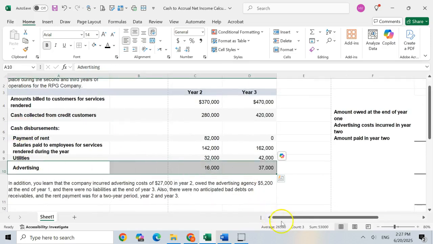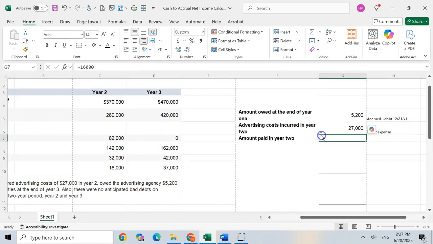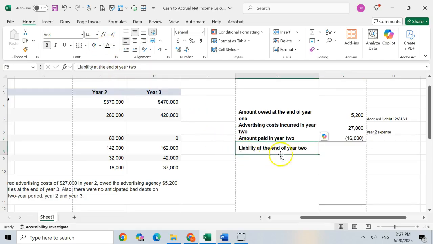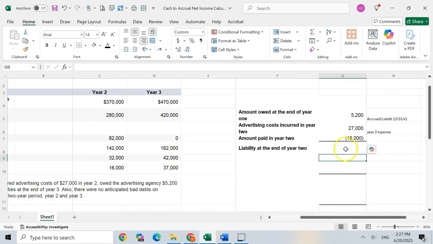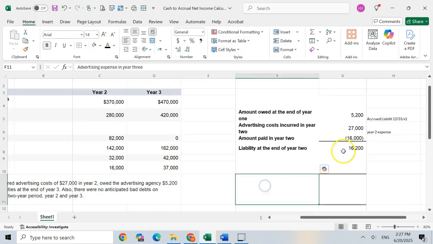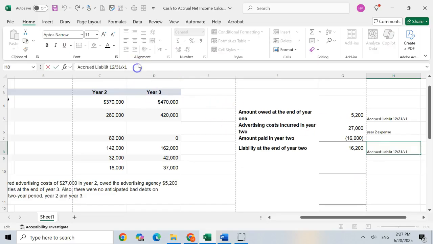It tells us what was paid in year 2 and year 3, and we can see that in year 2, we paid $16,000. This will allow us to figure out the liability at the end of year 2. So when we add all those things up, I can see that my liability at the end of year 2 is $16,200. Accrued liability at the end of year 2 is $16,200.